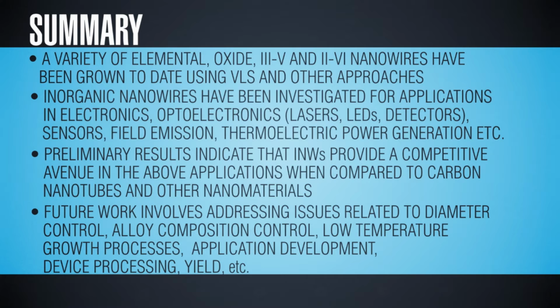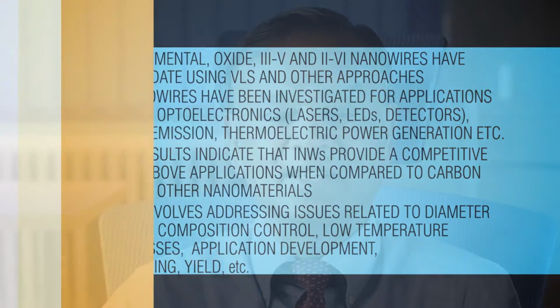gold, then the growth temperature is about 700-800 degrees centigrade. That precludes the possibility of using many types of photoresists, and it's also very hard to integrate that kind of high temperature growth in a device fabrication scheme, particularly if you need to do pattern growth. So it would be ideal if the growth could be accomplished at temperatures as low as 150 or 200 degrees centigrade. So we need low temperature growth processes, and of course we have to continue to develop applications and device processing, and we have to pay attention to yield, particularly when we talk about wafer scale fabrication.